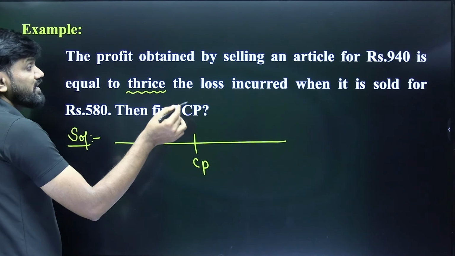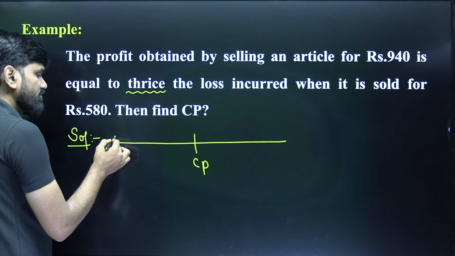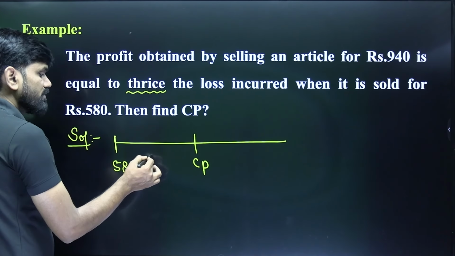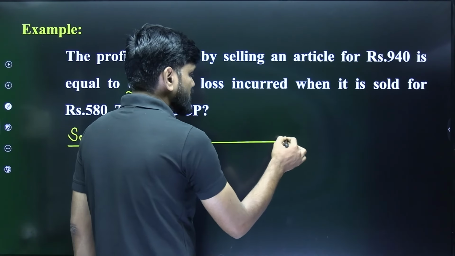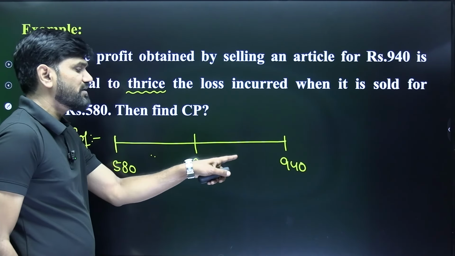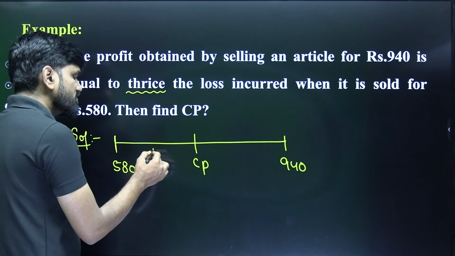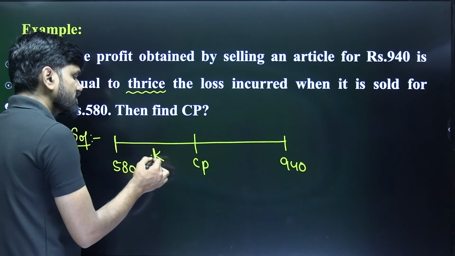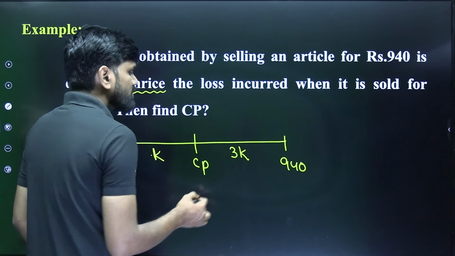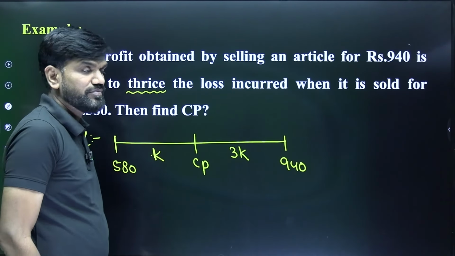The profit obtained by selling an article for rupees 940 is 3 times the loss incurred when it is sold for 580. Means when I sell it for 580, there is some loss. If I sell it for 940, there is some gain. The gain I am making here is 3 times the loss I am making here. That means if the loss was K, the gain will be 3K.